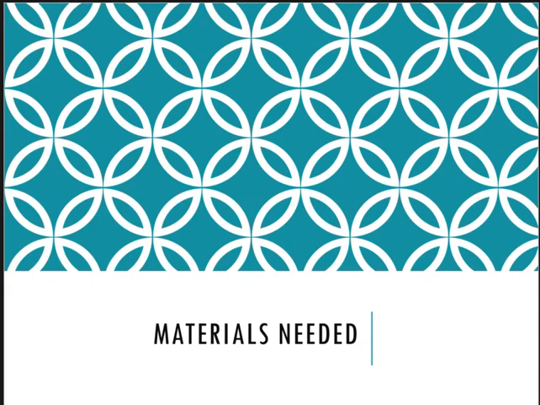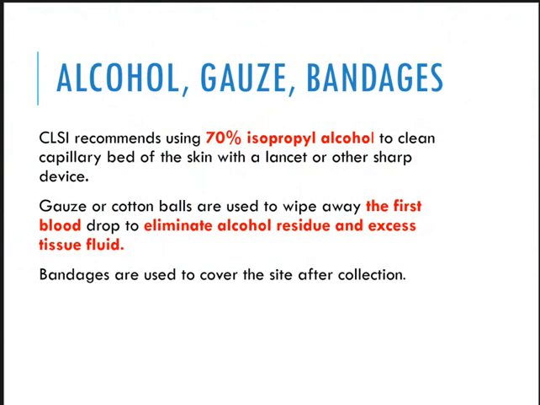Okay, now next, let's move on to the materials needed for our skin puncture. Okay, so we have here our alcohol, gauze, and bandages. So CLSI recommends using 70% isopropyl alcohol to clean, okay, the capillary bed of the skin with a lancet or other sharp device. Gauze or cotton balls are used to wipe away the first drop of blood to eliminate alcohol residue and excess tissue fluids. And bandages are used to cover the site after collection.